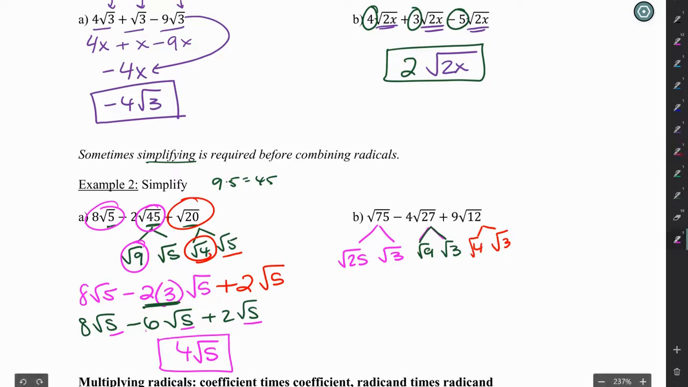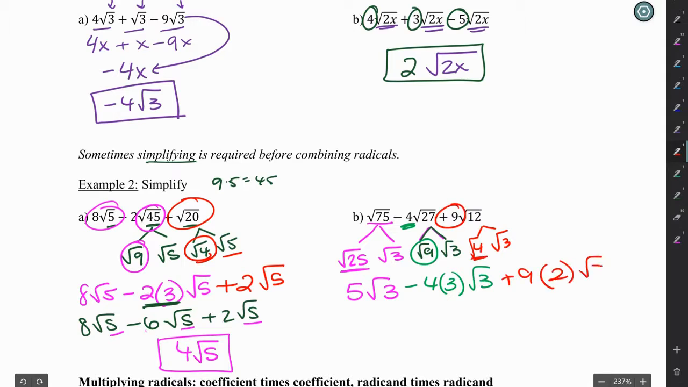So now to simplify, the square root of 75, 25 is a perfect square, so we make that 5 root 3. Minus the 4 gets copied down. The square root of 9 is 3, and then we bring down the root 3. Plus 9 times the square root of 4, which is 2. Copy down the root 3. Before we can do anything else, we have to multiply. 5 root 3 minus 12 root 3 plus 18 root 3.